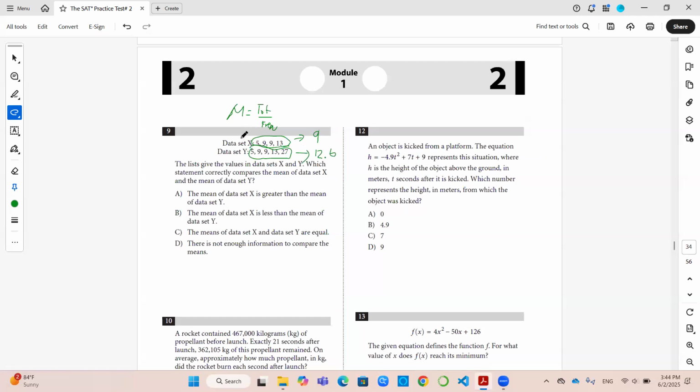So just to clarify, there are four elements in data set X, and there are 5 elements in data set Y. So let's compare the means. We can see that the mean for data set Y is greater than data set X, so B is the correct answer.